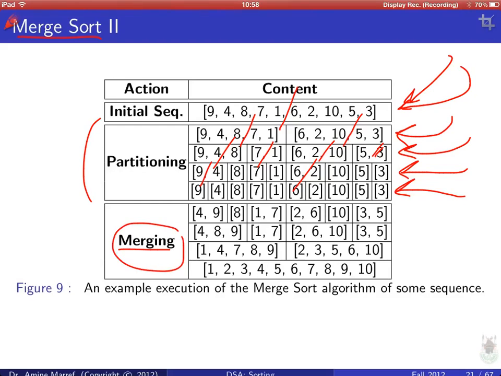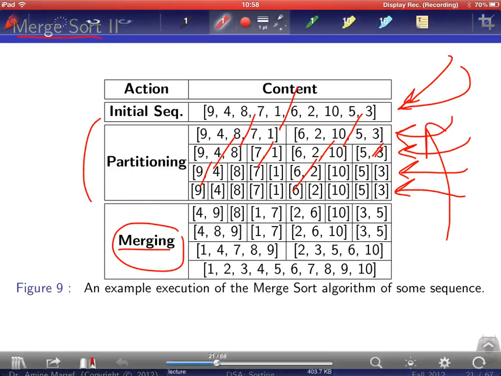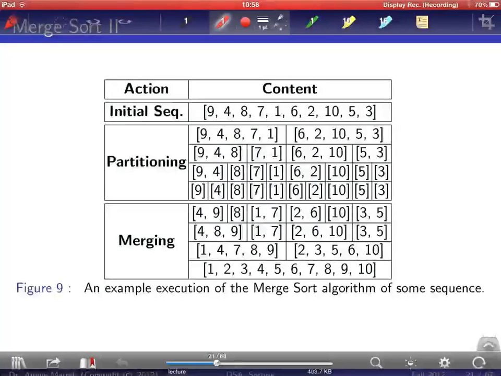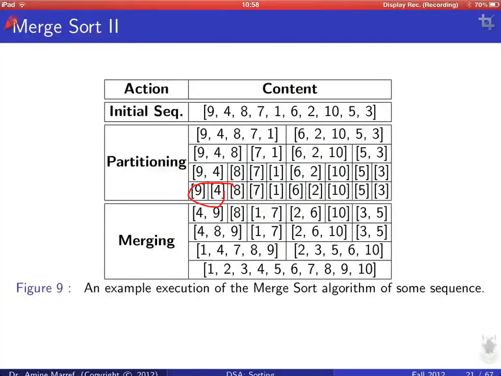So dividing or partitioning is easy. There's no big deal about it. We are just dividing into smaller parts. Now the merging is where we are going to do something useful. So how does the merging work?